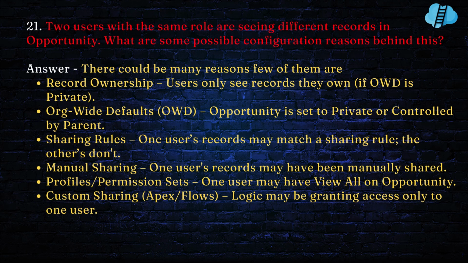21. Two users with the same role are seeing different records in opportunity. What are some possible configuration reasons behind this? Answer: There could be many reasons, a few of them are: Record ownership: users only see records they own if OWD is private. Org-wide defaults: OWD for opportunity is set to private or controlled by parent. Sharing rules: one user's records may match a sharing rule, the others don't. Manual sharing: one user's records may have been manually shared. Profiles and permission sets: one user may have View All on opportunity. Custom sharing: Apex, flows, or logic may be granting access only to one user.